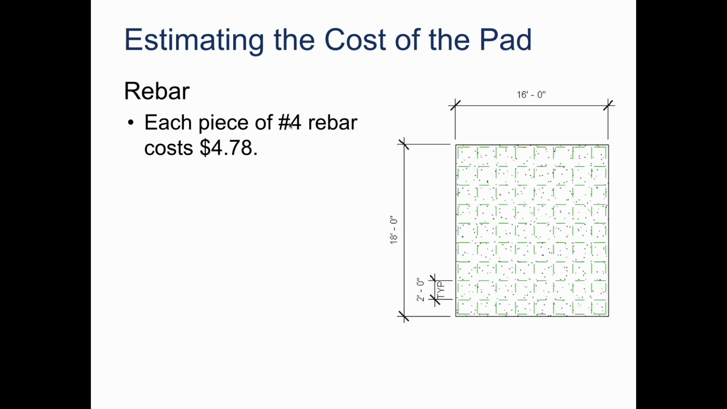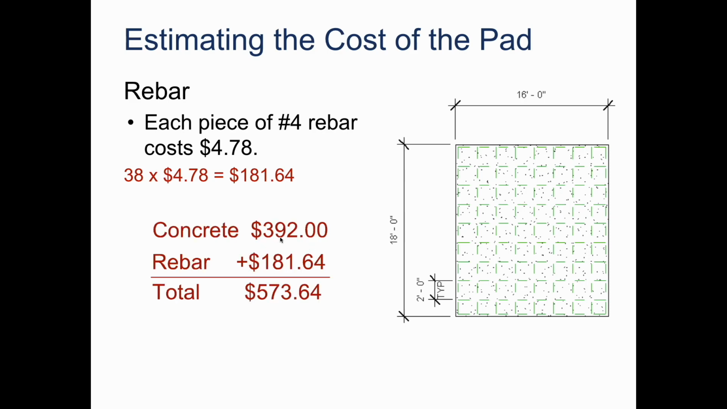Okay. Now, in terms of the rebar, each piece of number 4 rebar, now what does number 4 mean? It refers to the diameter, how big that rebar is in terms of diameter. So that's number 4. At the time that this presentation was created, it cost $4.78 for a 10-foot piece of rebar. I am almost certain that that price has changed probably significantly since this was created. But if we want to determine the overall cost of it, we take the quantity that we need, multiply it by $4.78, and then we end up with a value of $181.64. And so whenever we sum up the cost of our concrete as well as that rebar, we end up getting a value of $573.64. So just in terms of the concrete and rebar, that's how much we're looking at for the cost of this.